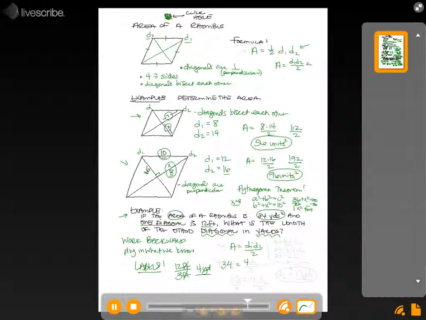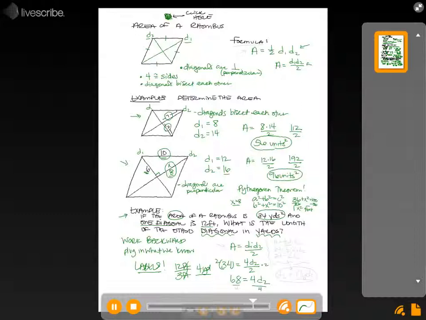D1 we'll say is 4. That's the diagonal we know. We're going to find D2, and that's over 2. All right, we can do a couple things here. I would like you to, if you're going to write it like this, get rid of the fraction. So we're going to multiply both sides by 2. 34 times 2 is 68. 68 equals 4 times diagonal 2.